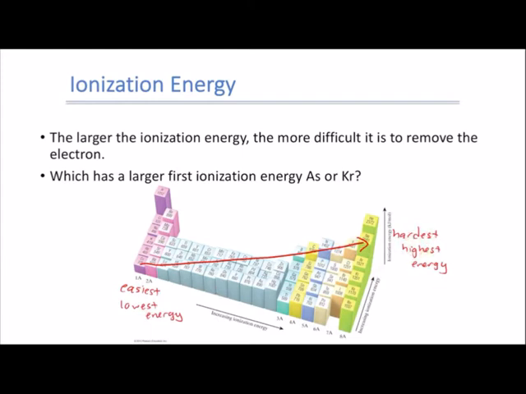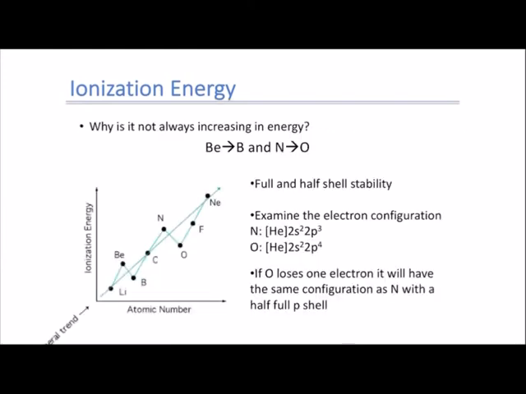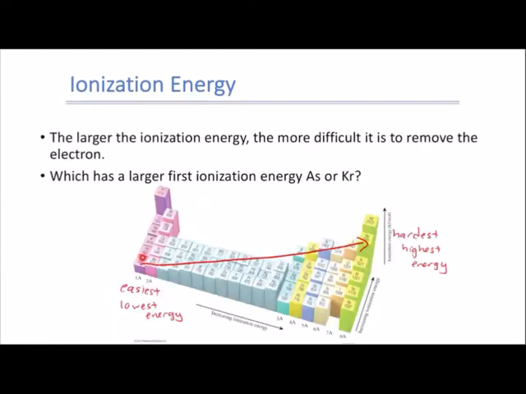Also makes sense, right? The larger the atom, the further away that electron is from the nucleus. So the easier it is to lose that electron when it's so far out. The smaller the atom, the harder it is to lose that electron because it's so close to the nucleus.